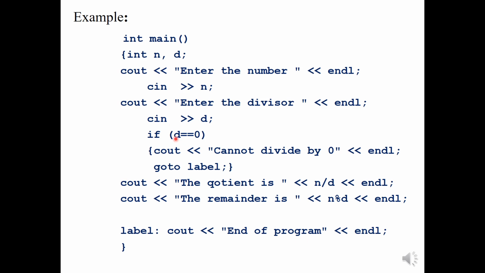If d is not equal to 0, then this portion will be skipped, and you will say that quotient is n divided by d, and the remainder is n modulo d, and you get the answers for numerator divided by denominator. You will get these couple of answers. So that is how these go to statements are used, but I do not really prefer the go to statement. You could have achieved that with a while or a do while loop also.